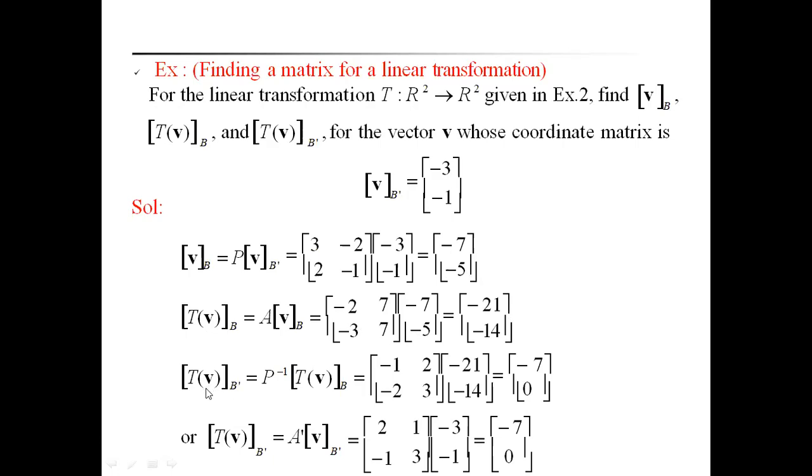Now find the coordinate matrix of T of V relative to the basis B dash. What is the formula for this? P inverse into T of V relative to the basis B. Therefore, multiply these two, P inverse into T of V relative to the basis B, and we get minus 7 comma 0. This column matrix is the coordinate matrix of T of V relative to the basis B dash. Or we can find it this way: A dash into the coordinate matrix of V relative to B dash. We can use either of the two formulas for finding T of V relative to the basis B dash.